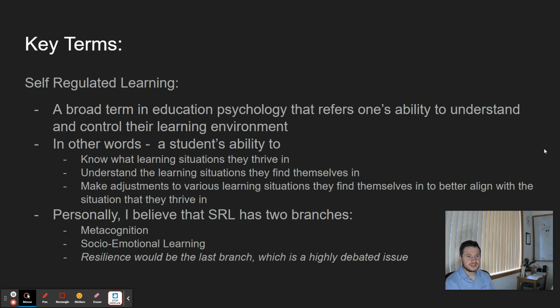So this leads us to a few branches. There's three branches, and this is a debate, right? In education psychology, it's not like everything is just agreed on perfectly. The three branches of SRL are metacognition, socio-emotional learning, which we've covered already in here, and resilience, which is a debated topic, and I actually do not include it on my list of SRL. I believe SRL really is focused on metacognition and SEL, social-emotional learning, and the resilience component is tricky, and we're going to get to that at the end of this video.